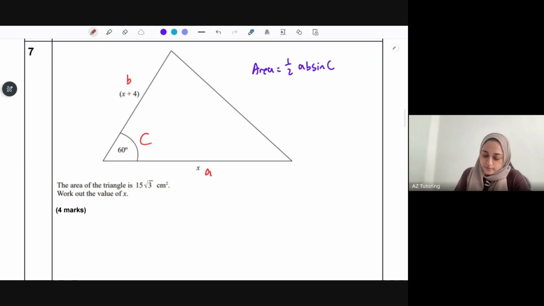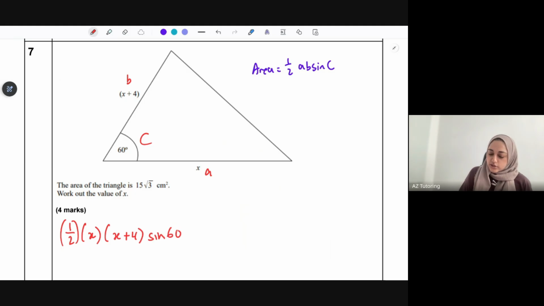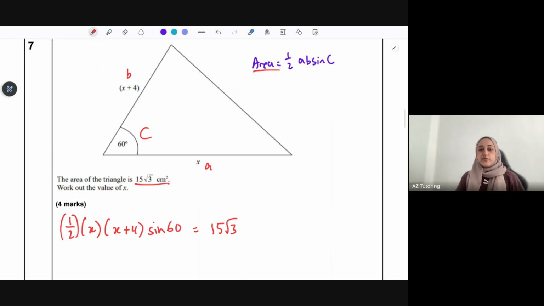So we've got half times AB, so a half, times A, which is X, times B, which is X plus 4, times sine of our angle, which is sine 60. Again, another value you need to memorize. This could be a non-calculator paper question. Equals, well, we know what the area is. They've told us in the question it is 15 root 3. So there you go, we formed an equation. Now we just need to solve and find X.